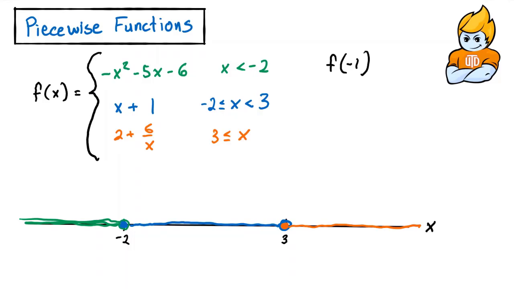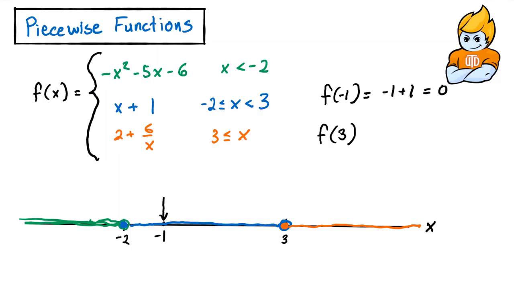So for example, if we wanted to evaluate the function at -1, we would first check which interval -1 falls in. -1 is in the blue interval, so our function at -1 is defined by the blue expression. If I wanted to evaluate the function at x equals 3, you see that falls in the third orange case. So the orange expression defines our function at 3.